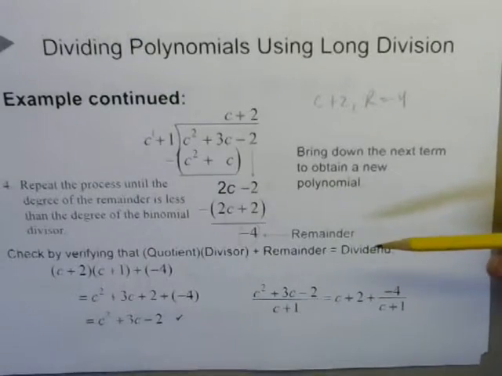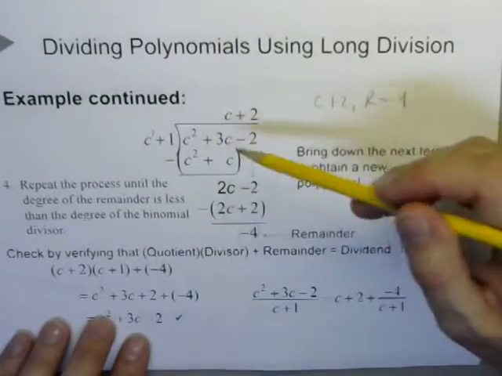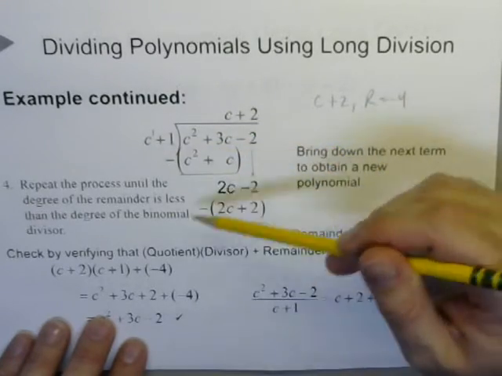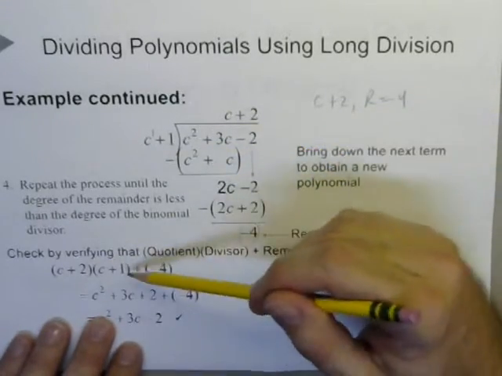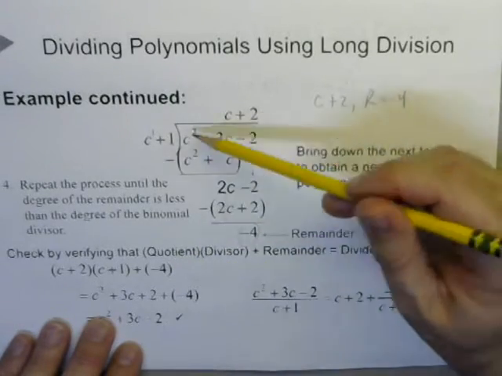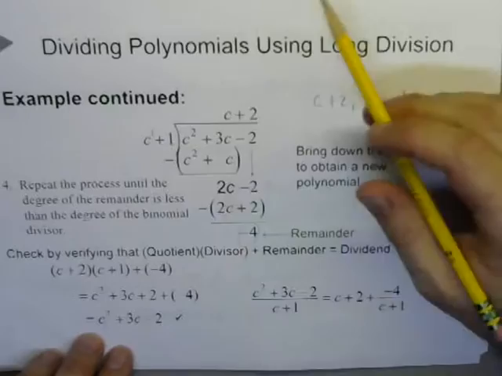And again, you can always check that. If you're not sure if that's right, take the quotient times the divisor, multiply those two things together, and then add the remainder, and you should get the dividend, the thing inside the division symbol, which you do get.